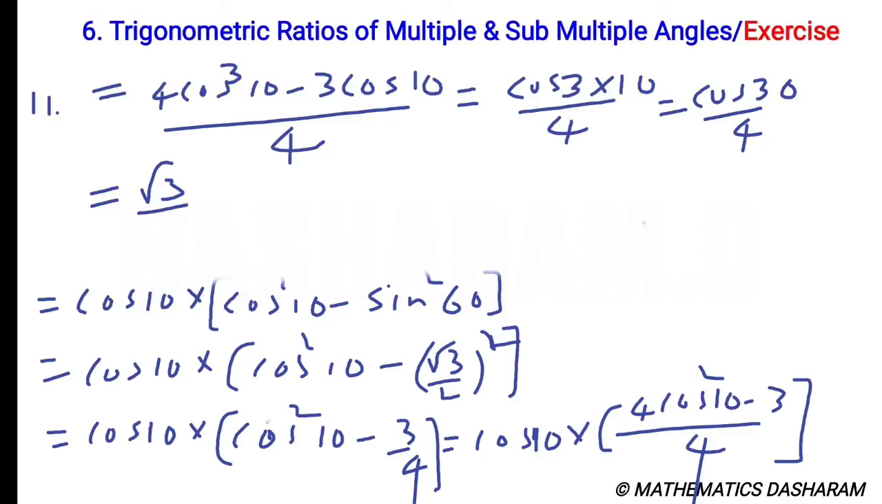Root 3 by 2 divided by 4. So then it is equal to root 3 by 8. So hence proved.